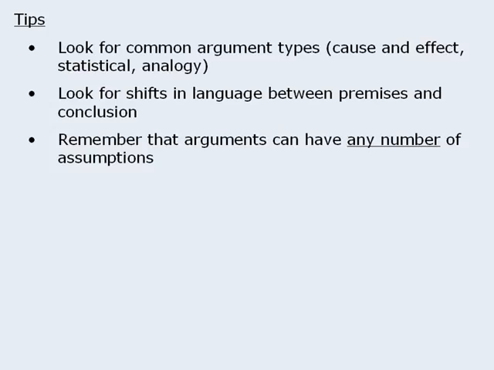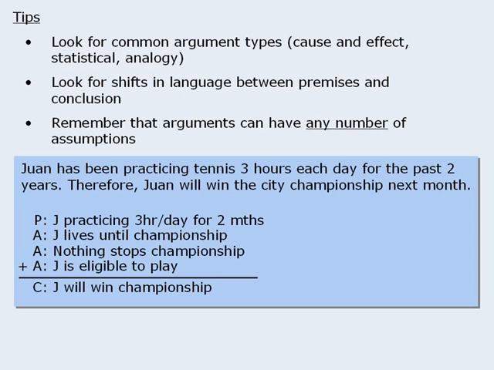So just because you're able to identify a valid assumption doesn't mean that you will find that assumption among the answer choices. For example, in the argument about Juan winning the championship, you might identify an assumption as Juan is eligible to participate in the championship. While this is a necessary assumption, there are other assumptions that could also be the correct answer.